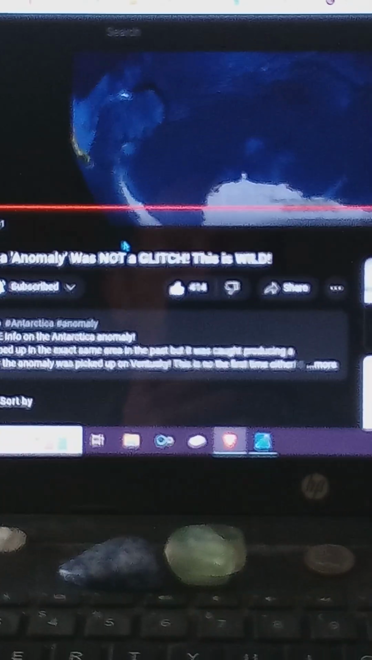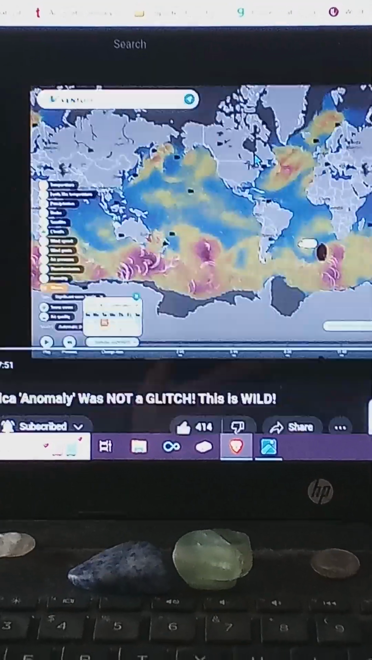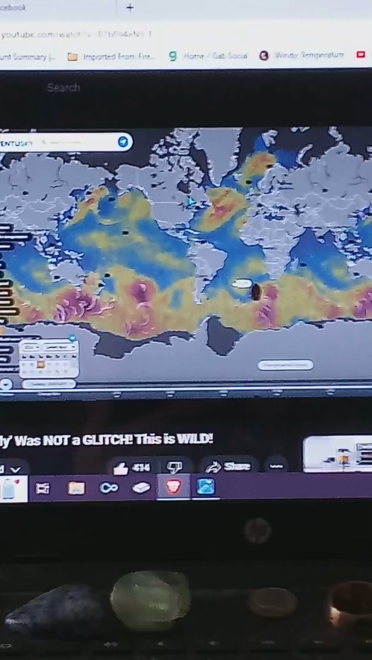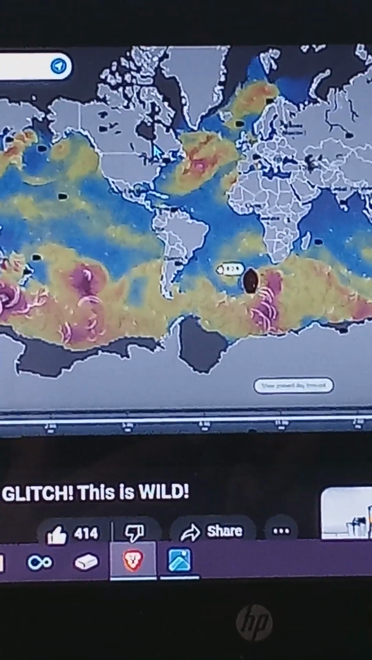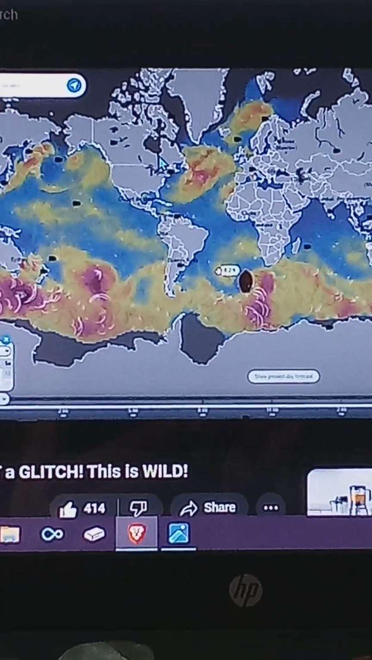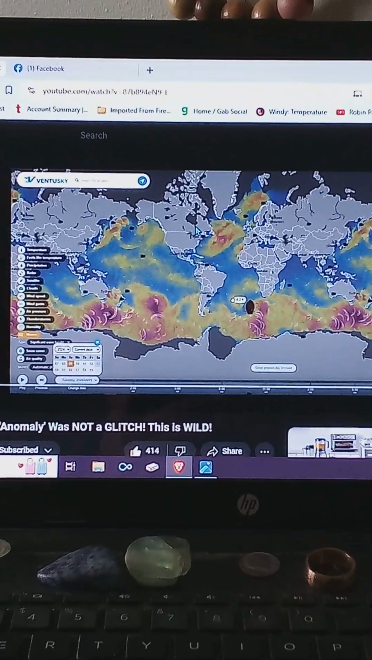Oops, sorry, it's all blurry now. Let me go back to the beginning and see here. Yeah, so that's what he was talking about. And what's really interesting is that it looks like the shape of a big, huge ark. Interesting.